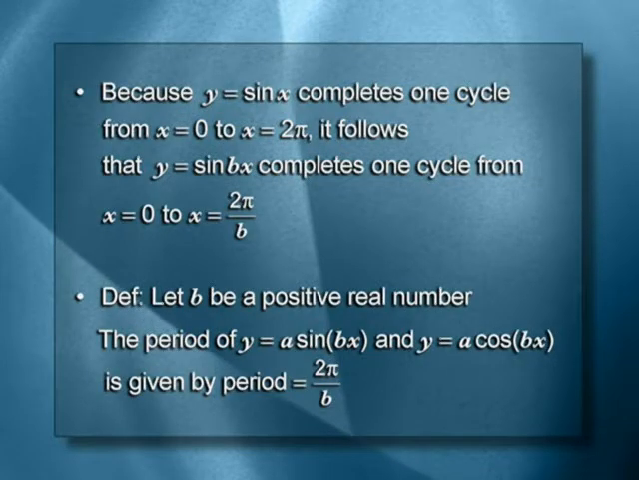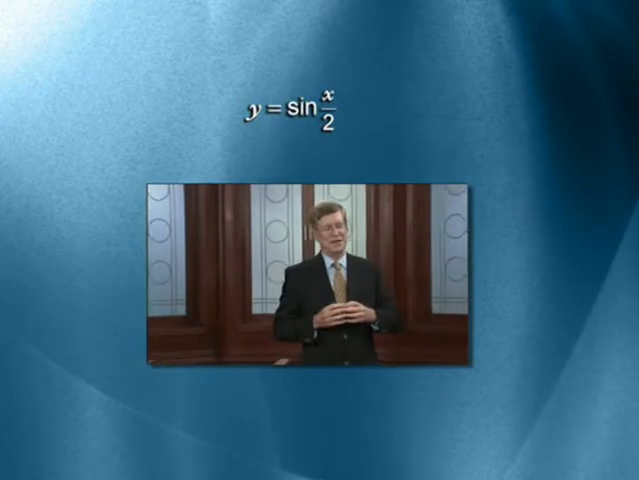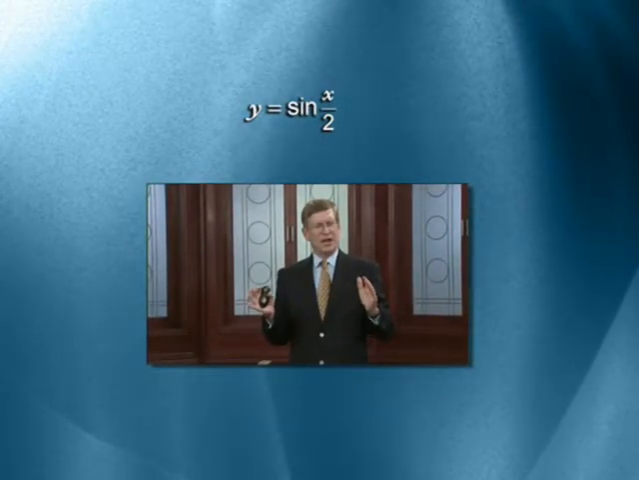2 pi over b. In particular, if b is 1, the period is just 2 pi, as before. Let's do an example of this. And again, you'll see this is pretty straightforward. What does sine of x over 2 look like?